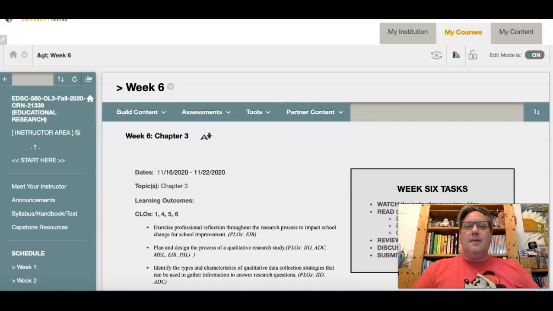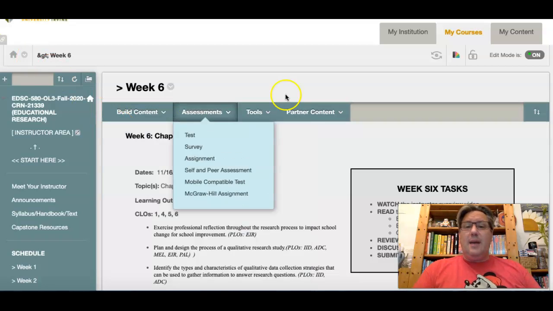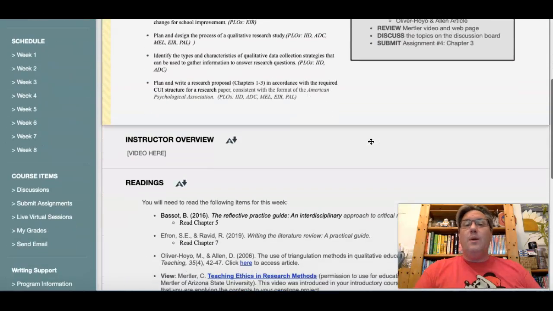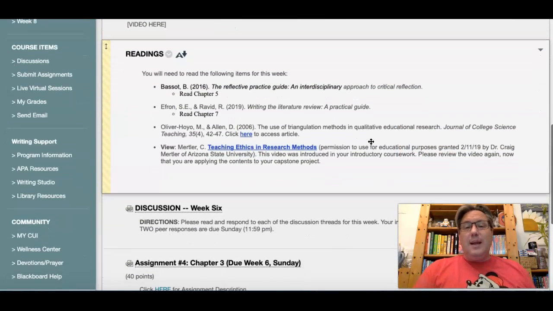I know we spent the live session talking about chapter 2 and chapter 3, but week 6 really is the focus for chapter 3. So with that being said, we're going to look at what's required for this week. So readings, you've already read chapter 5 supposedly in your reflective practice guide and interdisciplinary approach to critical reflection. So it's chapter 5. In your writing the literature review practical guide, it's chapter 7. Then on top of that, there's 2 more components.